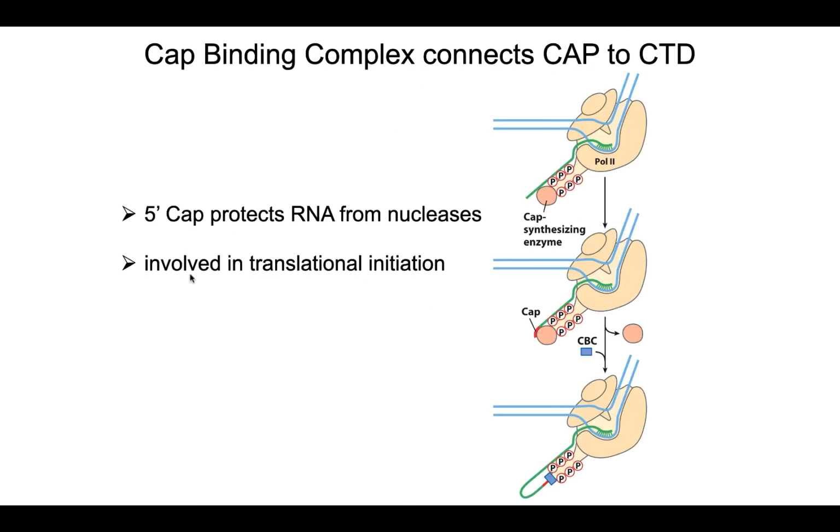It's also involved in translational initiation. So we have this 5' cap being protected. It's going to be bound almost to the RBP1, the carboxy terminal domain of RBP1. And later on, when we look at translation, it will also be involved in translational initiation.